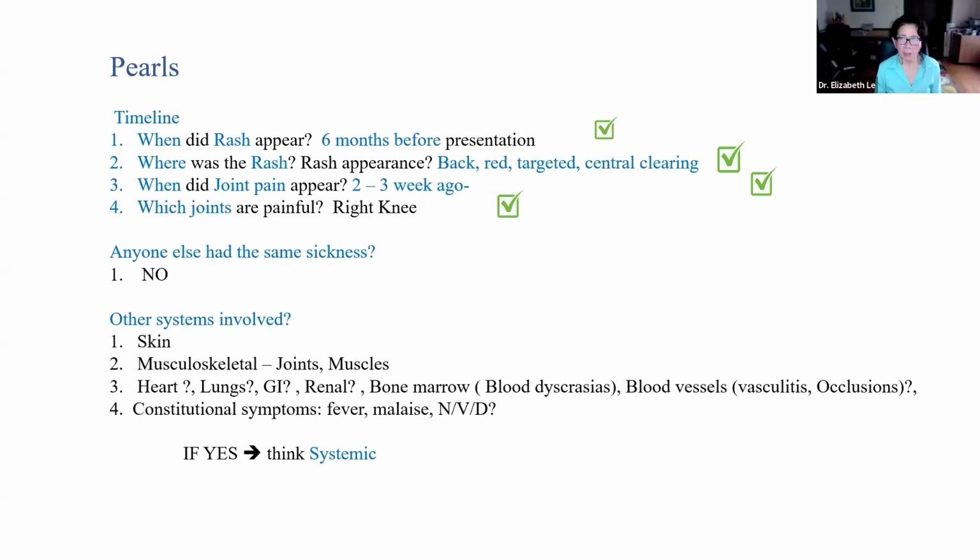So which joint is painful now? The right knee. Is anyone else involved with the same sickness? No. All the systems involved: he definitely has a skin rash, and he had a musculoskeletal problem with the right knee. What about heart, lungs, GI, renal, bone marrow, blood vessels, or constitutional symptoms like fever, malaise, nausea, vomiting, diarrhea? So he has two systems, skin and joints. If you say yes, definitely this is a systemic illness. Next slide.